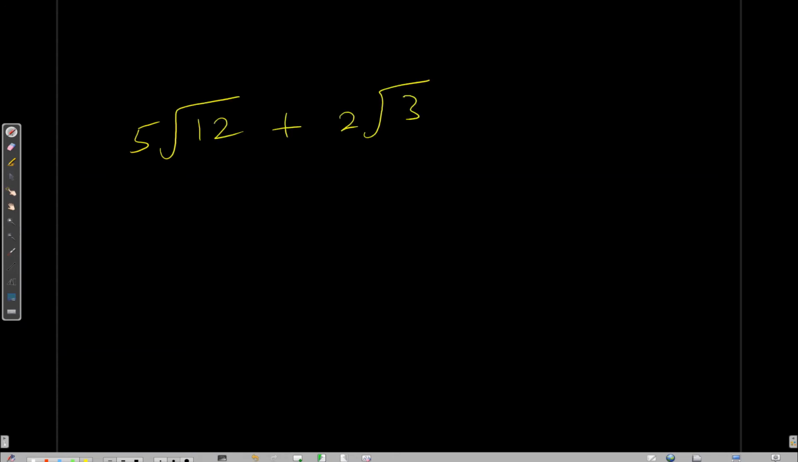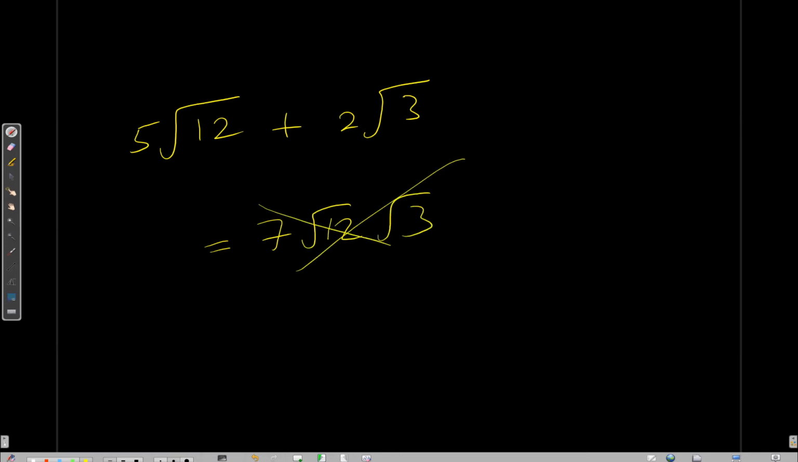Now how about this example? 5 times the square root of 12 plus 2 times the square root of 3. When you look at this, it seems like you cannot do anything, but actually you can. Now when you have to add radicals, see the common mistake: 7 root 12 root 3, no, this is wrong, right? You cannot add like that.